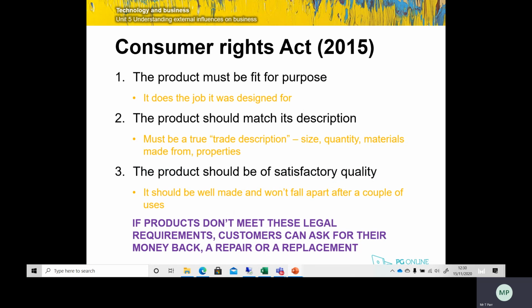Right, the first law we're going to look at is the Consumer Rights Act. Interestingly, this law has only been around since 2015. There were other laws obviously in place before that, but this is the most recent up-to-date one. So these are the laws in place to protect us as consumers. There are a few principles to it. We're going to focus on these three. The first is that the product must be fit for purpose. In other words, the product or service we buy does the job it was designed for.